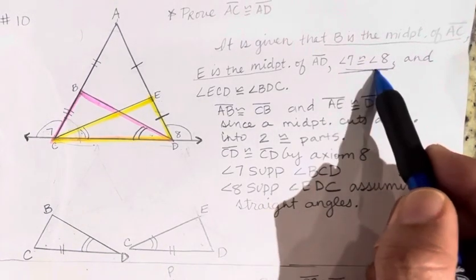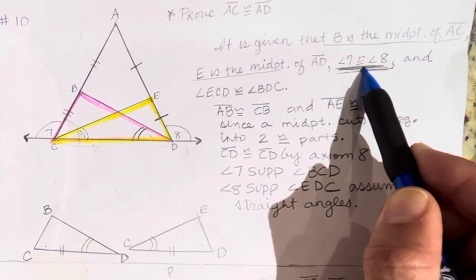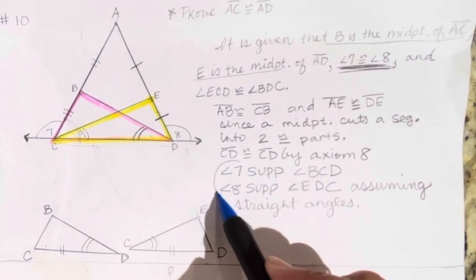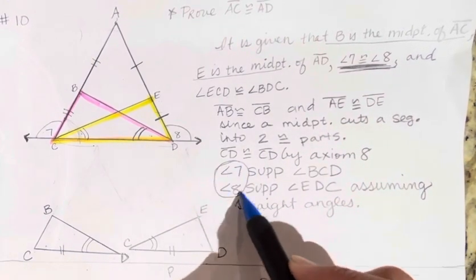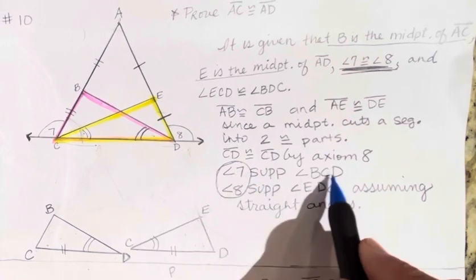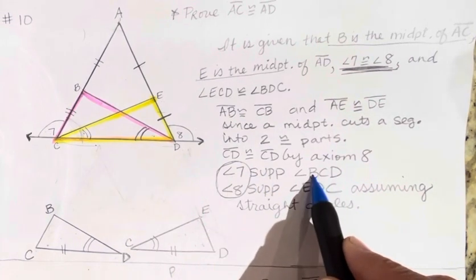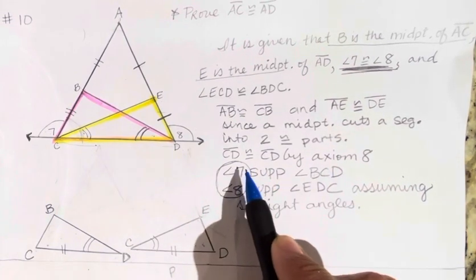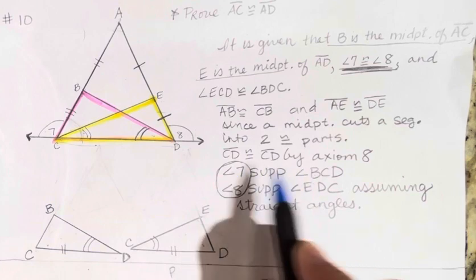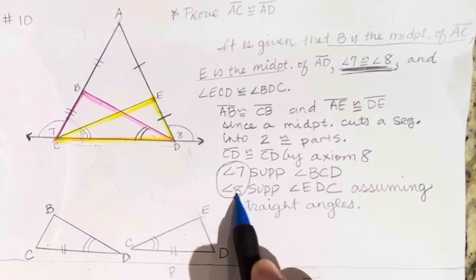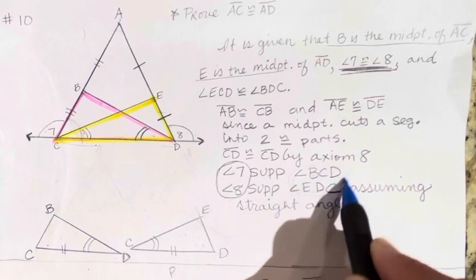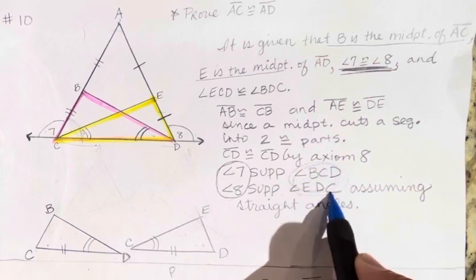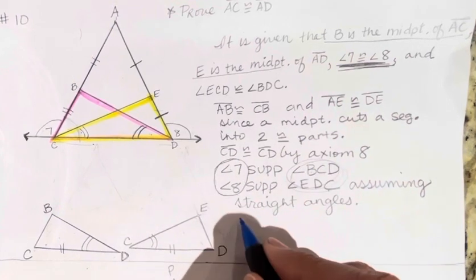Okay, now, again, remember in our given, angle 7 and 8 are congruent. So I'm going to circle those here. And then we can say that angle BCD is supplementary to the same angle that EDC is supplementary to. So that makes these guys congruent by the congruent supplementary theorem. So let's say that next.